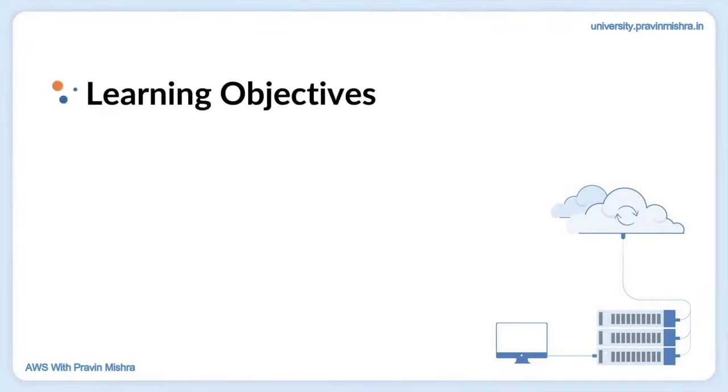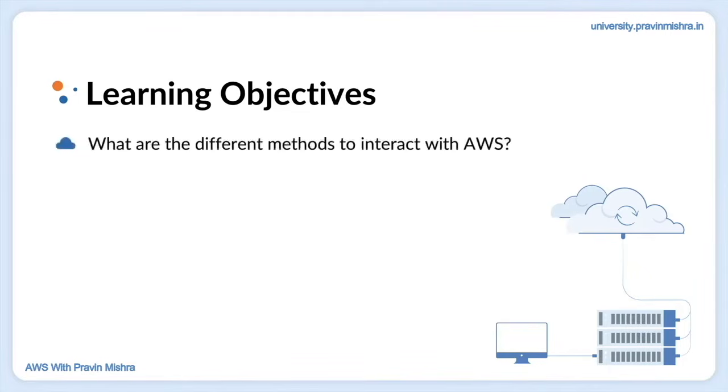Welcome back. Before you start building and managing your applications on AWS, it's important to understand different ways you can interact with the AWS platform. Understanding these methods is important because each one serves a different purpose and fits into different use cases. Whether you are managing resources, automating tasks, or developing applications, knowing when and how to use these tools will make your work on AWS more efficient and effective.